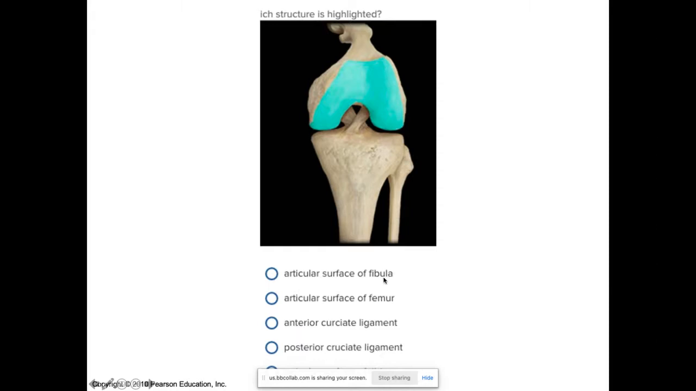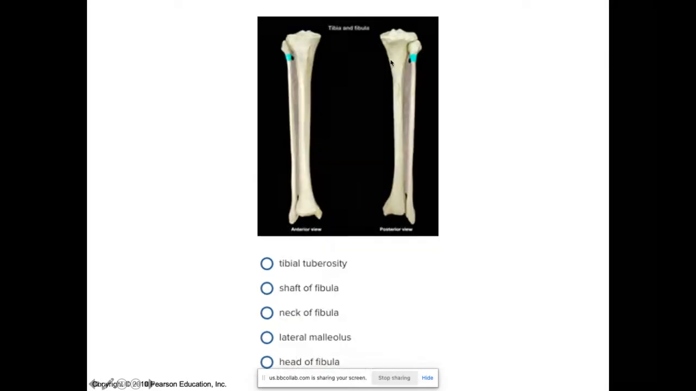Is it the articular surface of the fibula? Well, what did Dr. Lindner teach you? He taught you that tell a small fib. All right, so we can rule that out. This is the tibia. This is the femur. Could it be the articular surface of the femur? Ding, ding, ding, ding, ding. That's the winner. That's the articular surface of the femur.